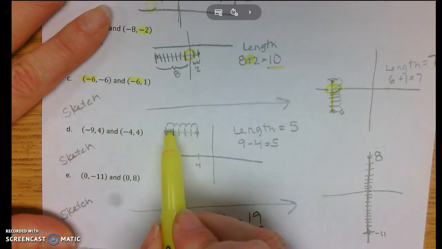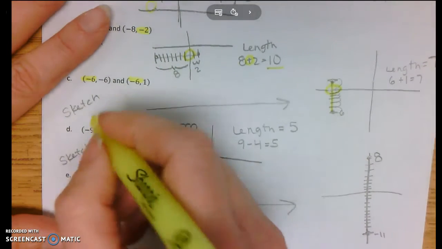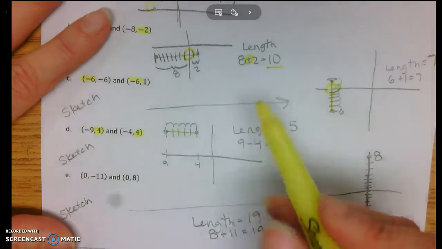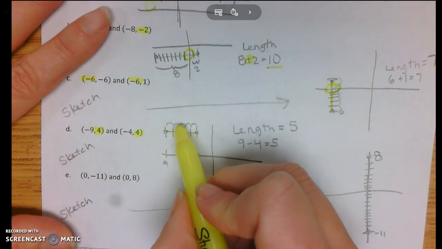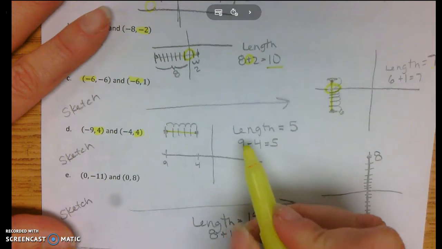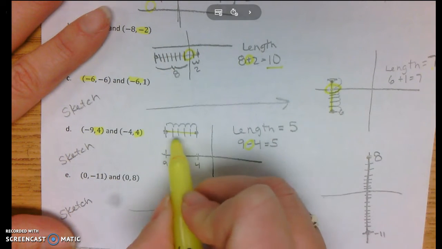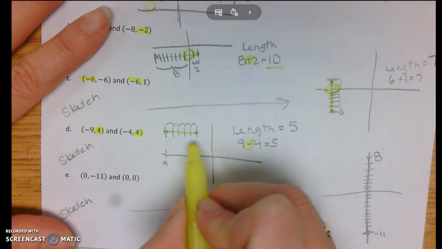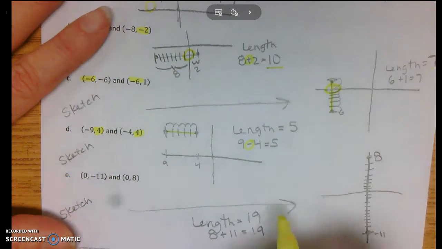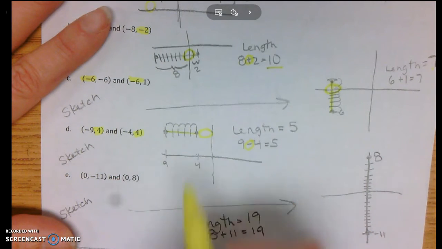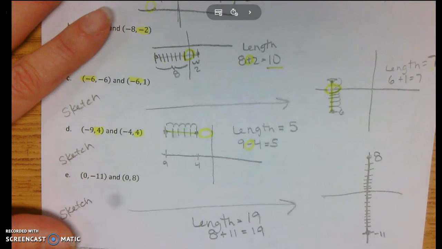For D, it makes a horizontal line here because our y values are the same. That tells me I did a method 1, hop, hop, hop, 5, or absolute value of 9 minus 4 because it makes that subtraction sign there. It doesn't cross over into any other quadrants, so I have to subtract this piece away to get just that section of the line, which is 5.